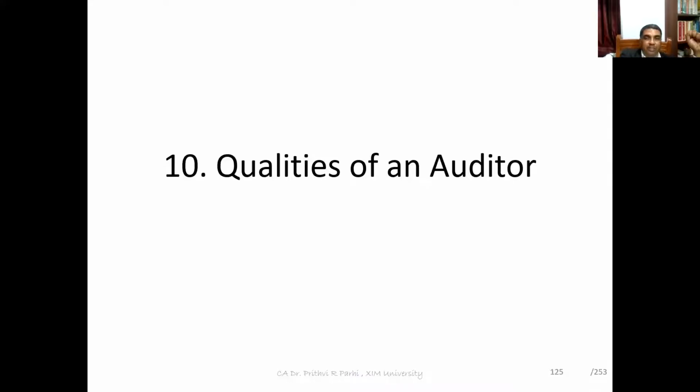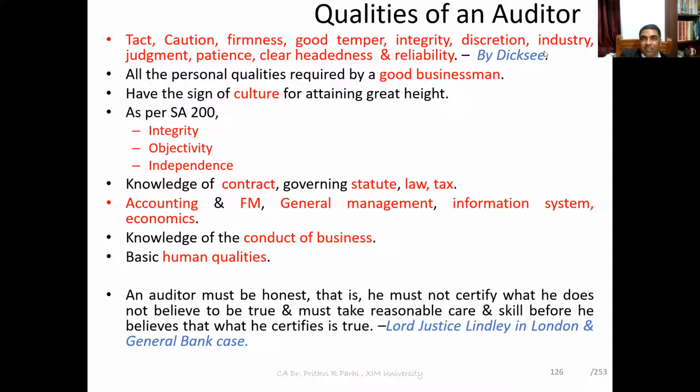Okay, friends. Now, having understood basically the nature, objective, scope, advantage, disadvantage, and type of audit, and the background of how auditing activities are standardized, the next thing is to learn one more concept: what should be the qualities of an auditor. Let me show you that, the qualities of an auditor.